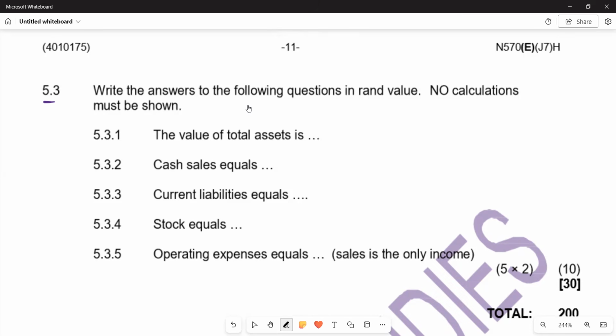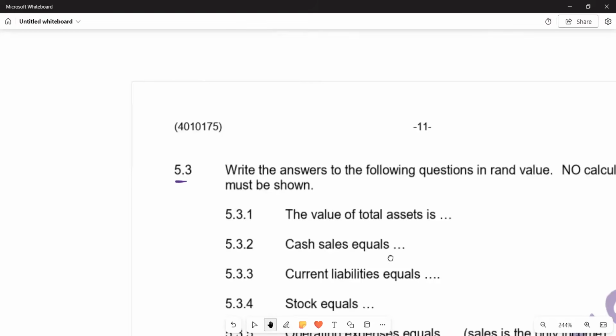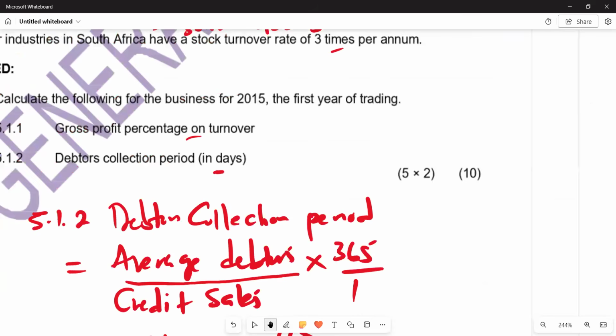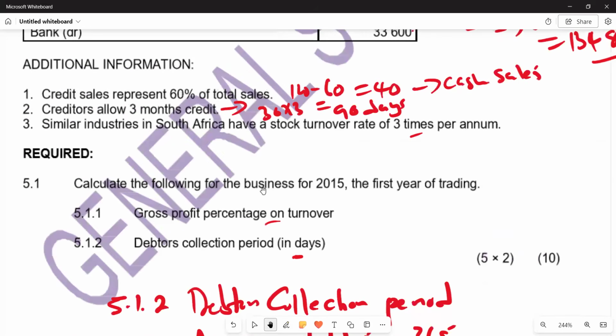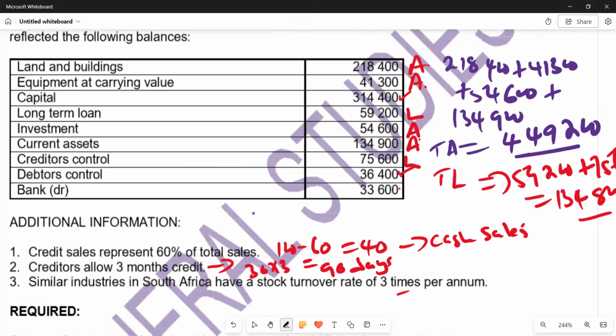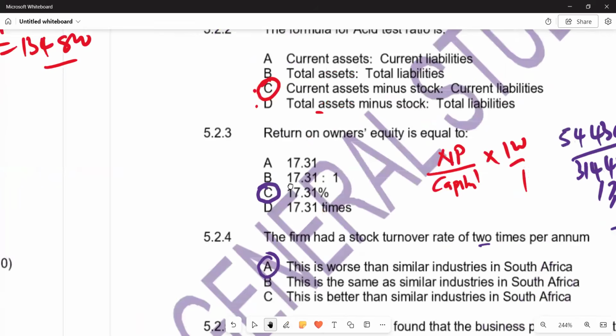The value of total assets is, we've already calculated that value, remember, and we got 449,200. So you can just go back there and summarize how we arrive at that figure. So we are saying we've identified our assets: 218,400 plus 41,300 plus 54,600 plus 134,900. And the figure that we got was 449,200, which is this one. So we are just going there and putting that figure.